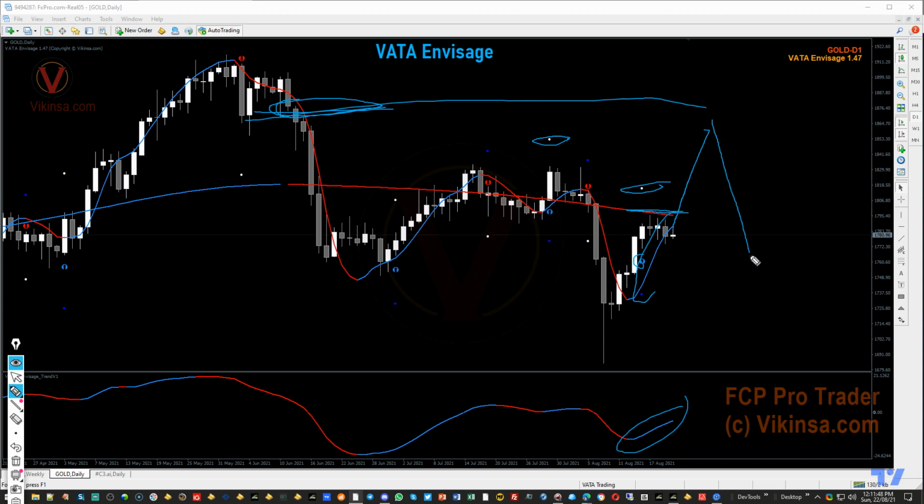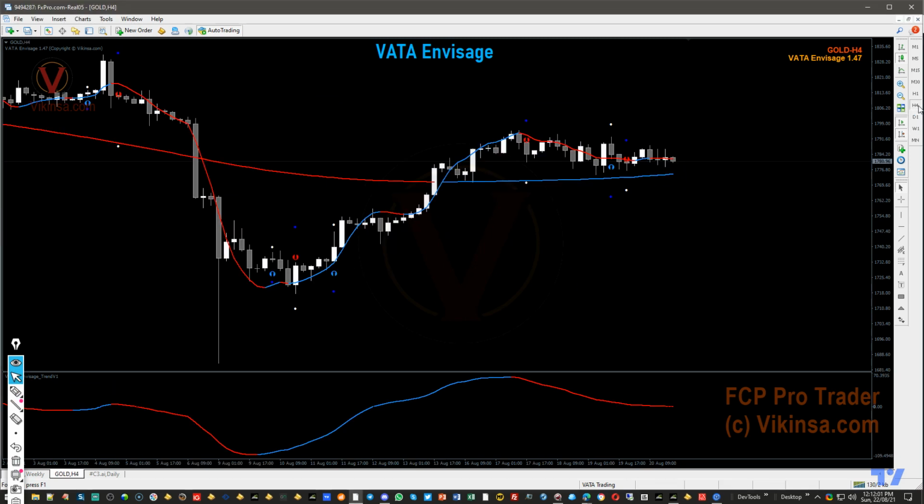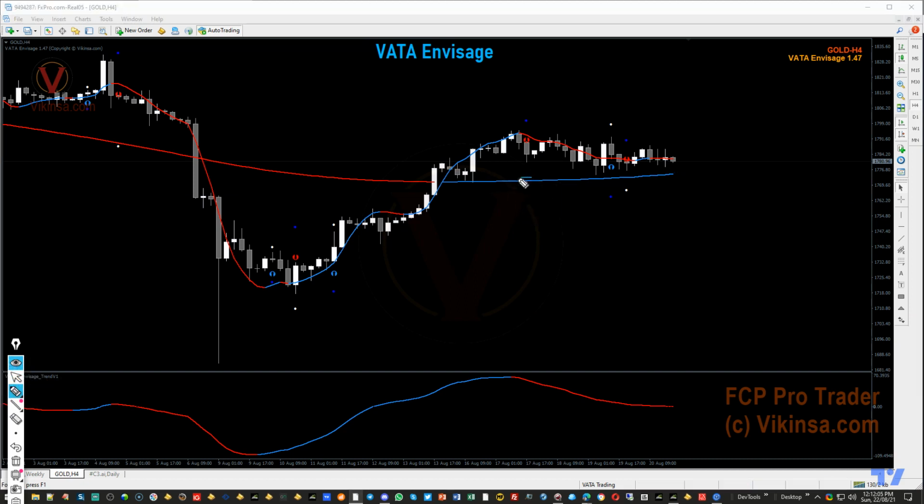But in that process, I'll be looking for a short position, because in that process it will create a W pattern, and that will give me a good level to short from. If I go to the 4 hour time frame, then what we have is that market is consolidating, and these profit targets are still available.